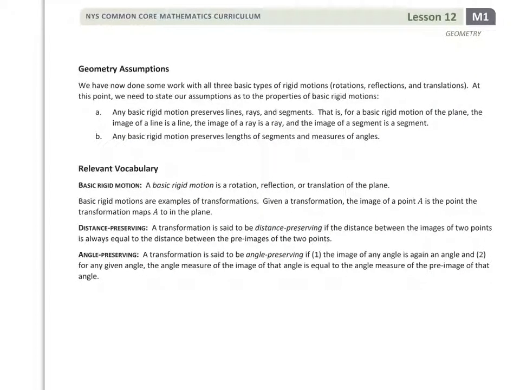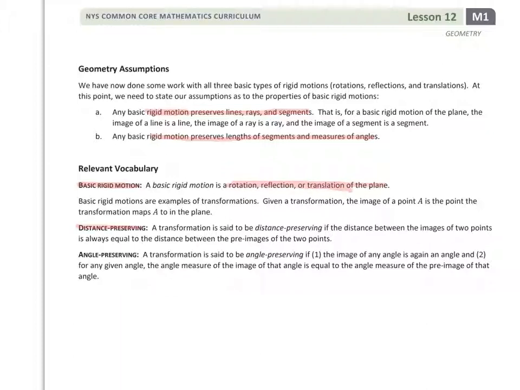All right, so let's talk about this. We have now done some work with all three basic rigid motions: rotations, reflections, and translations. At this point, you need to state some assumptions. Any basic rigid motion preserves lines, rays, and segments. So get out your highlighter and highlight: a rigid motion preserves lines, rays, and segments. And also a rigid motion preserves lengths of segments and measures of angles. Highlight basic rigid motion and what it is: a rotation, a reflection, or a translation.